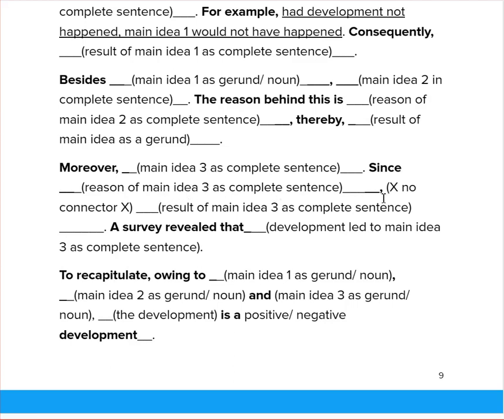This time only those people who know how to write this 8 band template can use it. So that's the reason I say how to use it. A survey revealed that the development led to main idea 3 as a complete sentence. How to write the conclusion: to recapitulate, main idea 1 as a gerund noun, main idea 2 as a gerund noun, and main idea 3 as a gerund noun.